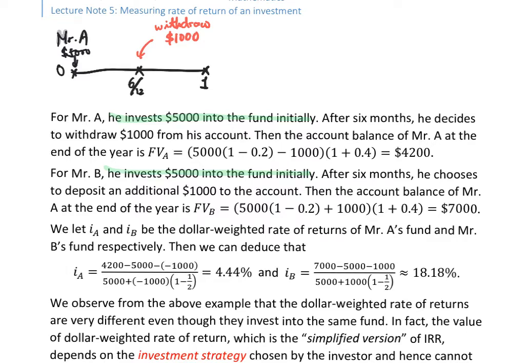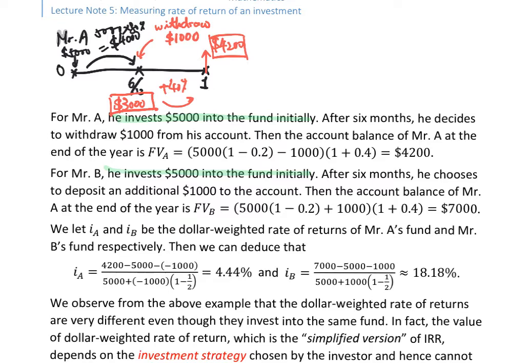We can easily get it using forward induction. First of all, initially he has $5,000. After 6 months, this value drops by 20%, so it drops to $4,000, which is 5,000 times 80%. At that point he withdraws $1,000, so the new account balance is 3,000. Then the fund value increases by 40%, so after 1 year he gets 4,200. That is the final account balance.